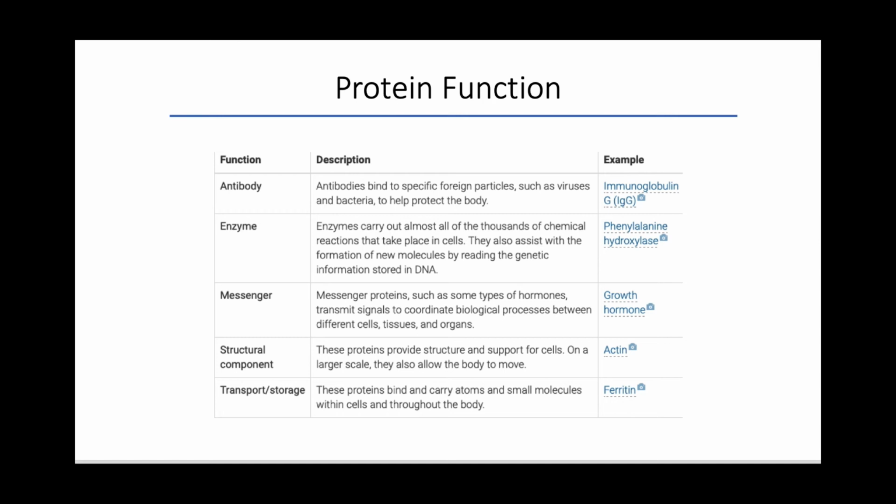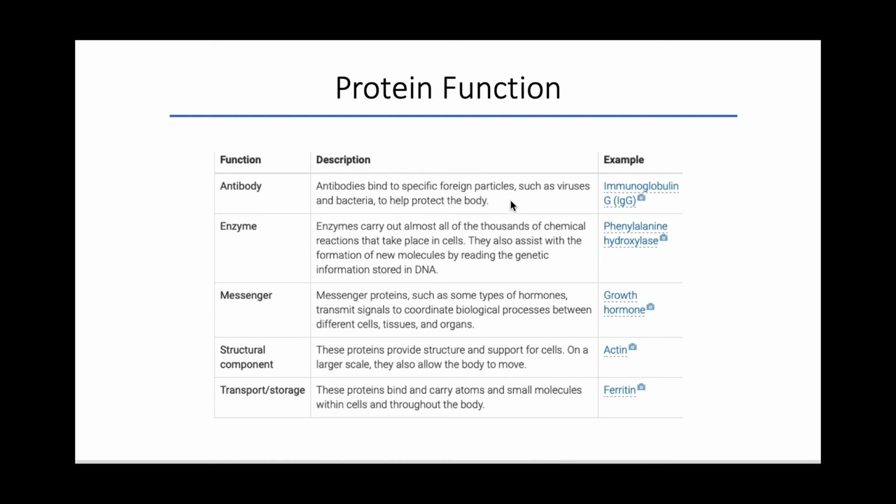This slide presents a table of some of the primary functions of a protein and indicates the critical nature of the information stored in the DNA. Some proteins that are formed are antibodies, enzymes, specific messengers, they also have structural components, and they are responsible for transport and storage of other molecules.